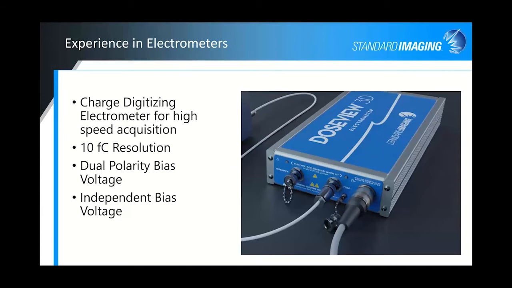Obviously, you wouldn't want a bias on a diode. So there's also a little bit of a safety feature built into the system as well. If you do select a diode in the software, it will not allow you to turn on any bias voltage to that diode, saving any damage to a diode or the electrometer by trying to turn on bias for the diode.